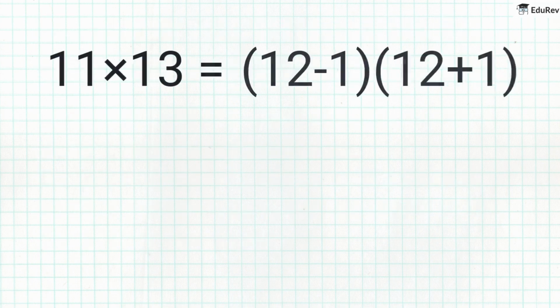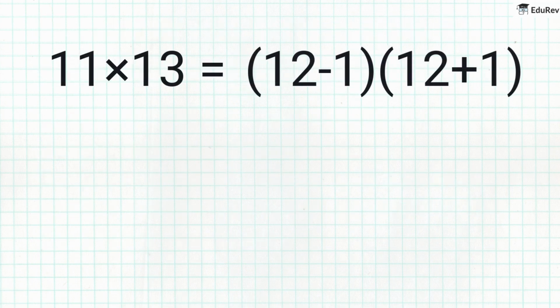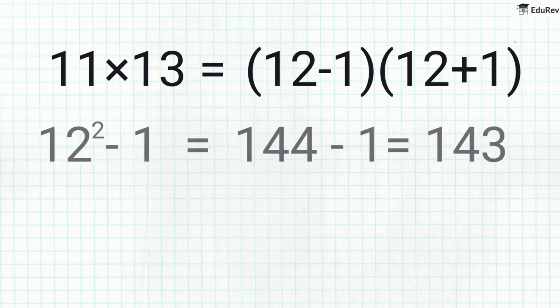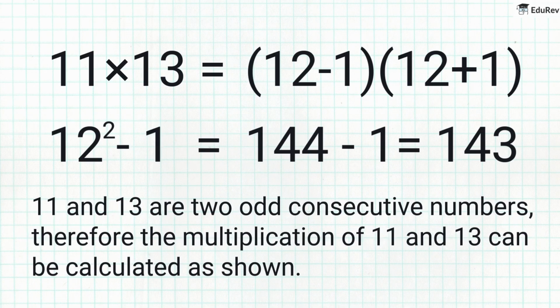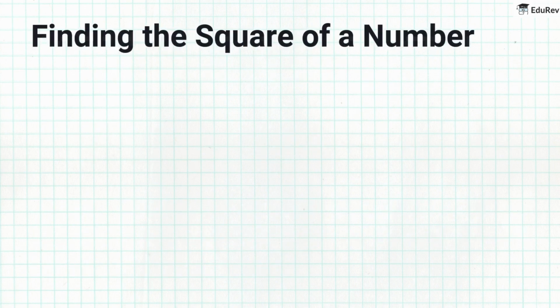For example, if we consider 11 and 13, we can say 11 times 13 is equal to (12 minus 1) times (12 plus 1) is equal to 12 squared minus 1 is equal to 144 minus 1 is equal to 143. Here, 11 and 13 are two odd consecutive numbers, therefore the multiplication of 11 and 13 can be calculated as shown.